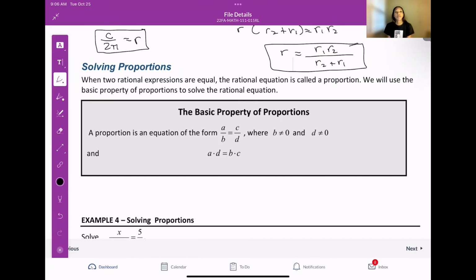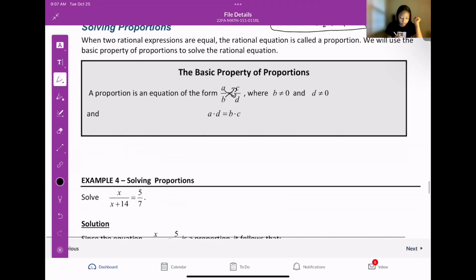multiplying. So a proportion is an equation of the form A over B equals C over D, where B and D are not equal to 0, and A times D is equal to B times C. So the cross products are equal. If you have fraction equals fraction, you can cross multiply to solve. A few of the problems that we had here today could have been solved using this technique as well.